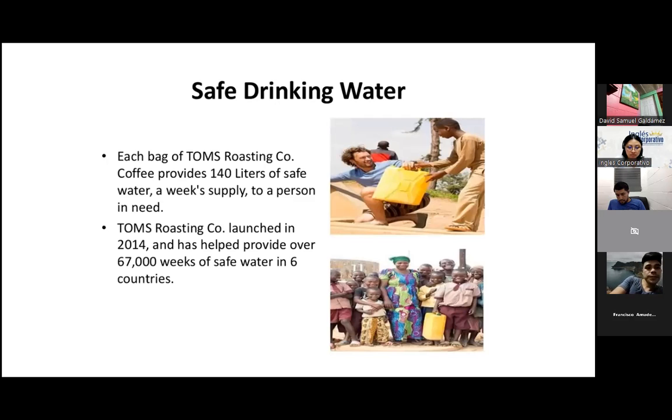Safe drinking water. Each bag of Tom's Roasting Co. coffee provides 140 liters of safe water supply to a person in need. Tom's Roasting Co. launched in 2014 and has helped provide over 67,000 weeks of safe water in 6 countries. Imagine, wow, interesting information. Safe drinking water.